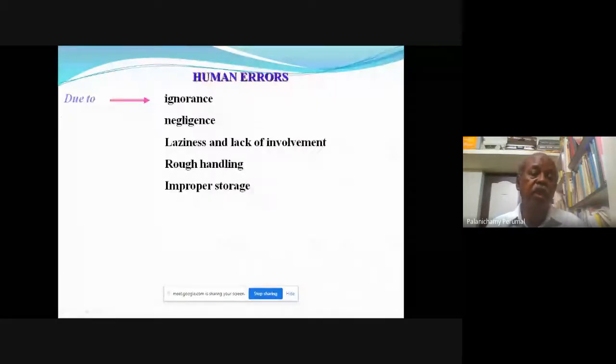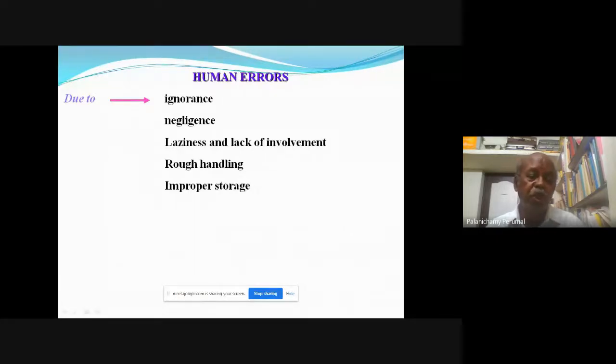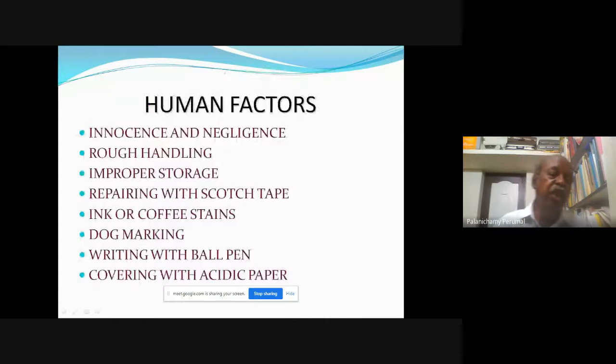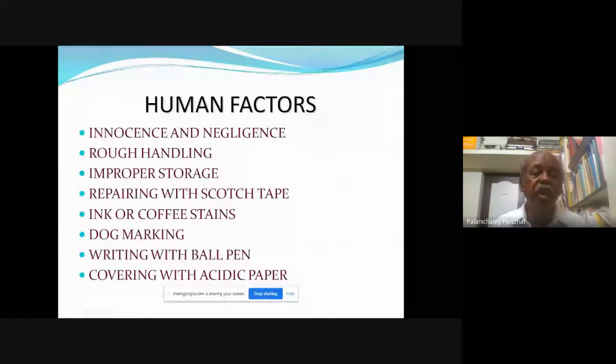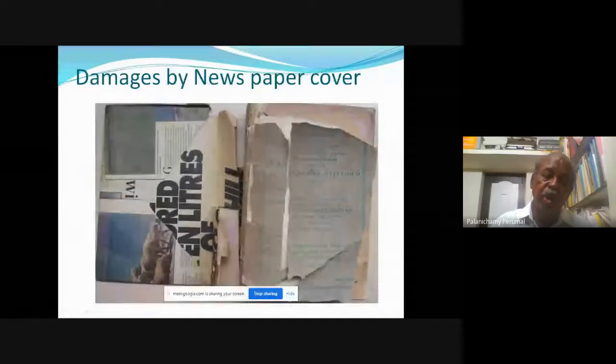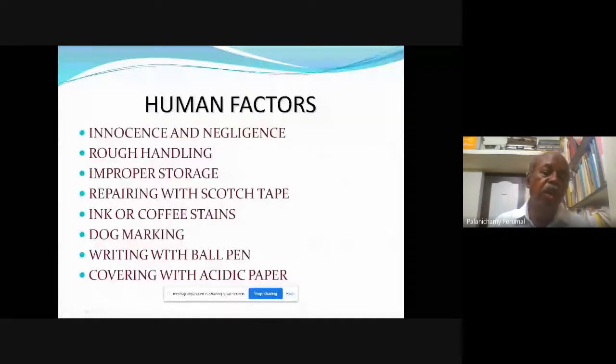Human errors: ignorance, negligence, laziness, rough handling, improper storage. This is the same thing only. And here we can see there is water marking also. Dark marking, coffee or stains. Writing with a ball pen is also a mistake. The ball pen ink is more oily, so when we write with a ball pen, it will spread.